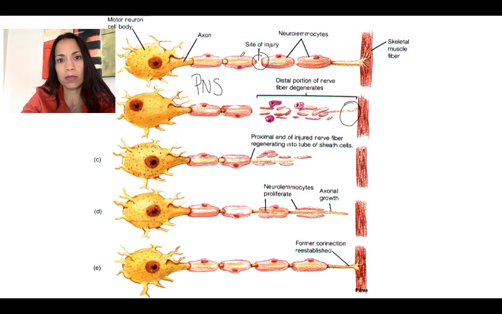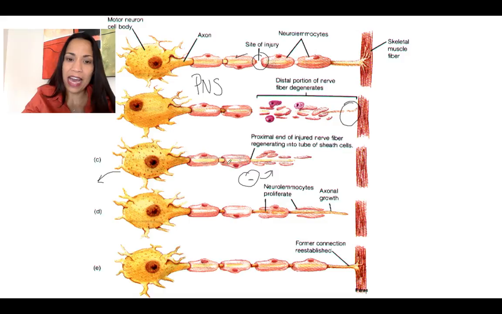Why? Number one, well, we don't have Schwann cells in the central nervous system. And worse than that, neuroglial cells, especially astrocytes in the central nervous system, produce a chemical that actually inhibits this process, inhibits the growth or the regrowth of the axon of a damaged neuron.